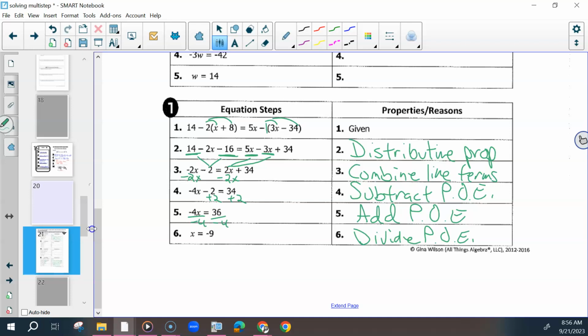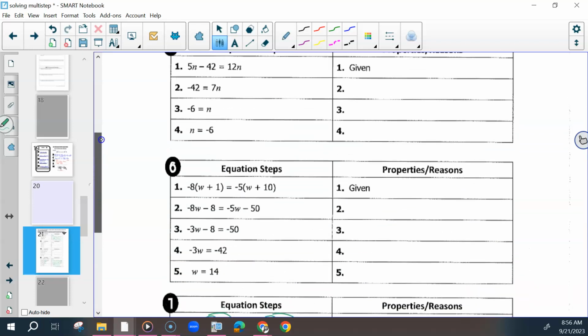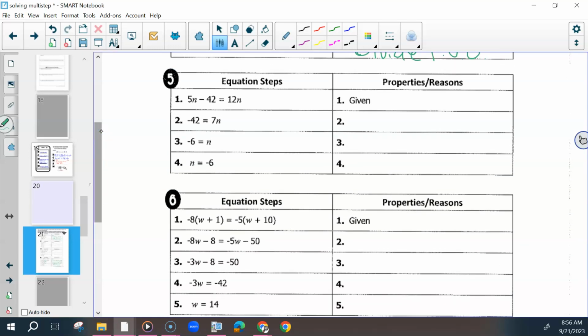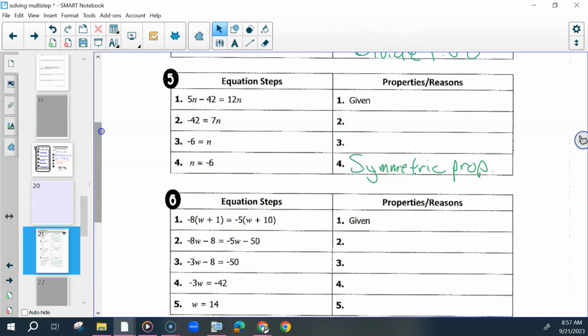So I'm going to have you guys do 5 and 6, but I'm going to give you one of the lines in 5. Step 4 is your symmetric property, which is not given. That symmetric property just means the order changes. Negative 6 equals n, and n equals negative 6. They just change the order of it. Try example 5, try example 6. I'll give you a couple minutes to do that. Compare your answers with the people around you, see if you got the same thing. Talk with them about it if you got something different.